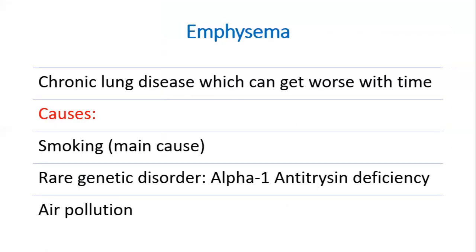Emphysema, again, this disease is chronic, as you know. The main cause is smoking. And the last time I told you about this rare genetic disorder, alpha-1 antitrypsin deficiency. It doesn't affect a lot of people because it's a rare genetic disorder, but people are also subject to air pollution, and that could lead to emphysema in the long run.